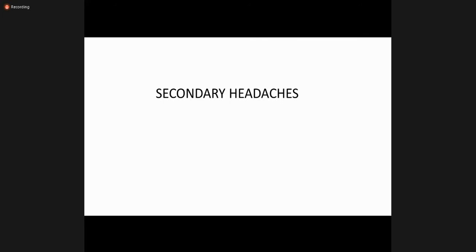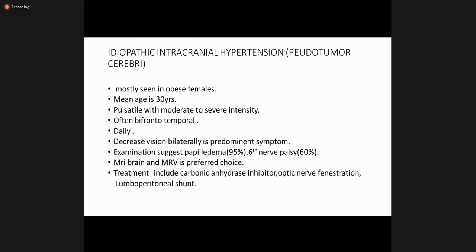Okay, now it comes to some other secondary headaches. As the name says, secondary means these headaches must have some underlying cause. So I'm going to touch on some of the commonest secondary headaches which we usually encounter in our clinical practice.